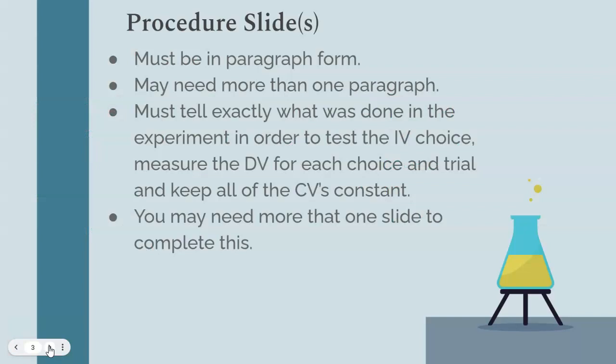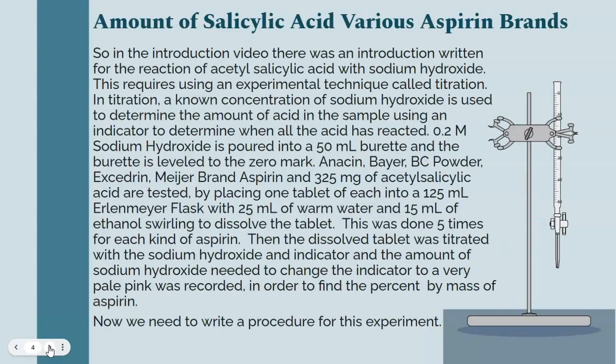So, procedure slides. First of all, it must be in paragraph form. Now, we're going to start off step by step, and then I'm going to show you how to transform it into a paragraph. You may need more than one paragraph. I encourage you to have more than one paragraph. It must tell exactly what you've done, to test the IV choices, measure the DV for each of the choices, and do trials, and keeping all of the CVs constant as you're doing that. Again, you may need more than one slide to complete this in your informal report. So let's go ahead and get started.